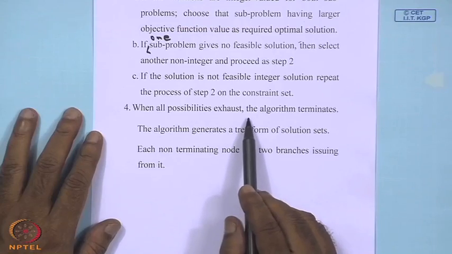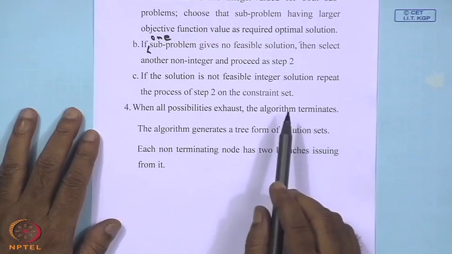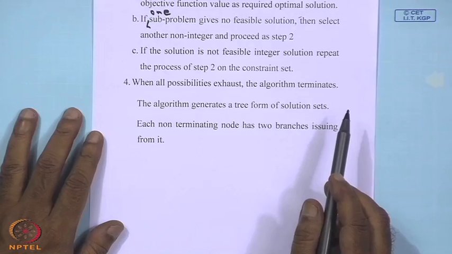Step 4: when all possibilities are exhausted, the algorithm terminates. That means you keep on breaking the problem. A situation may occur when you are not in a position to break it into two subproblems again, but you have not obtained any feasible solution. So, you have to say that a feasible solution does not exist in that case. It is not possible to derive a feasible solution for that particular problem.